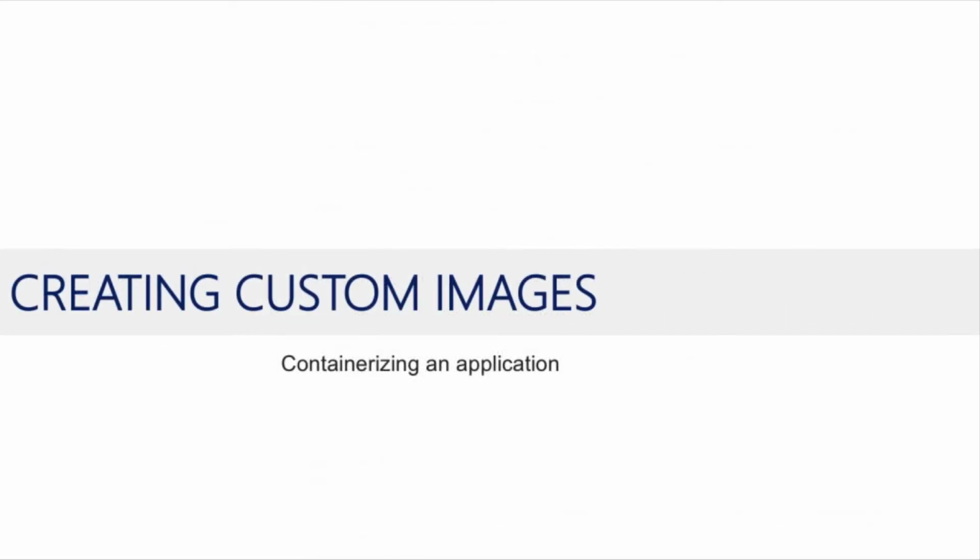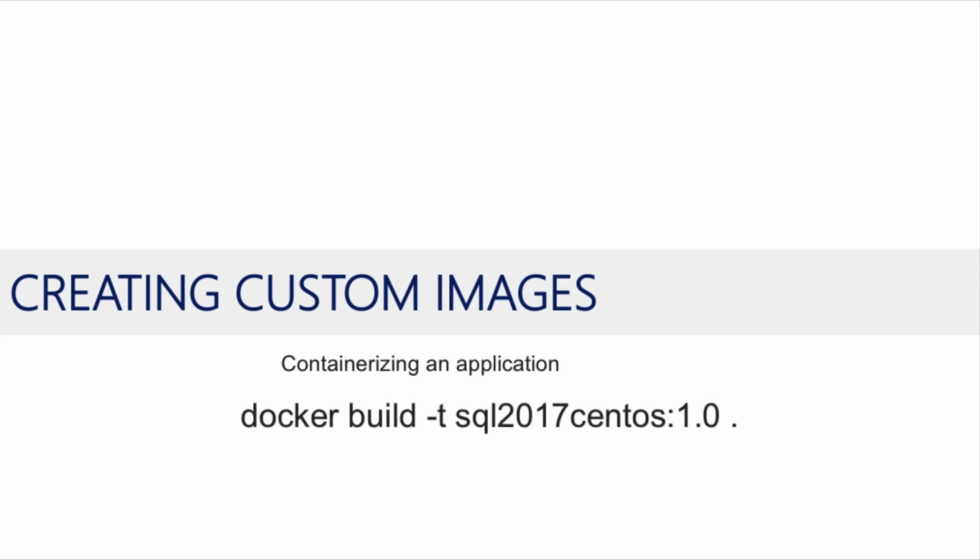Once you have that Docker file, save that Docker file on the Linux Docker host, and then you run the Docker build command. The Docker build command will parse the Docker file, and using the -t parameter, which is the tag, we'll name our image SQL 2017 CentOS tag 1.0. So every time I want to create a new container based on this image, I'll just refer to the image using the image name with a tag.